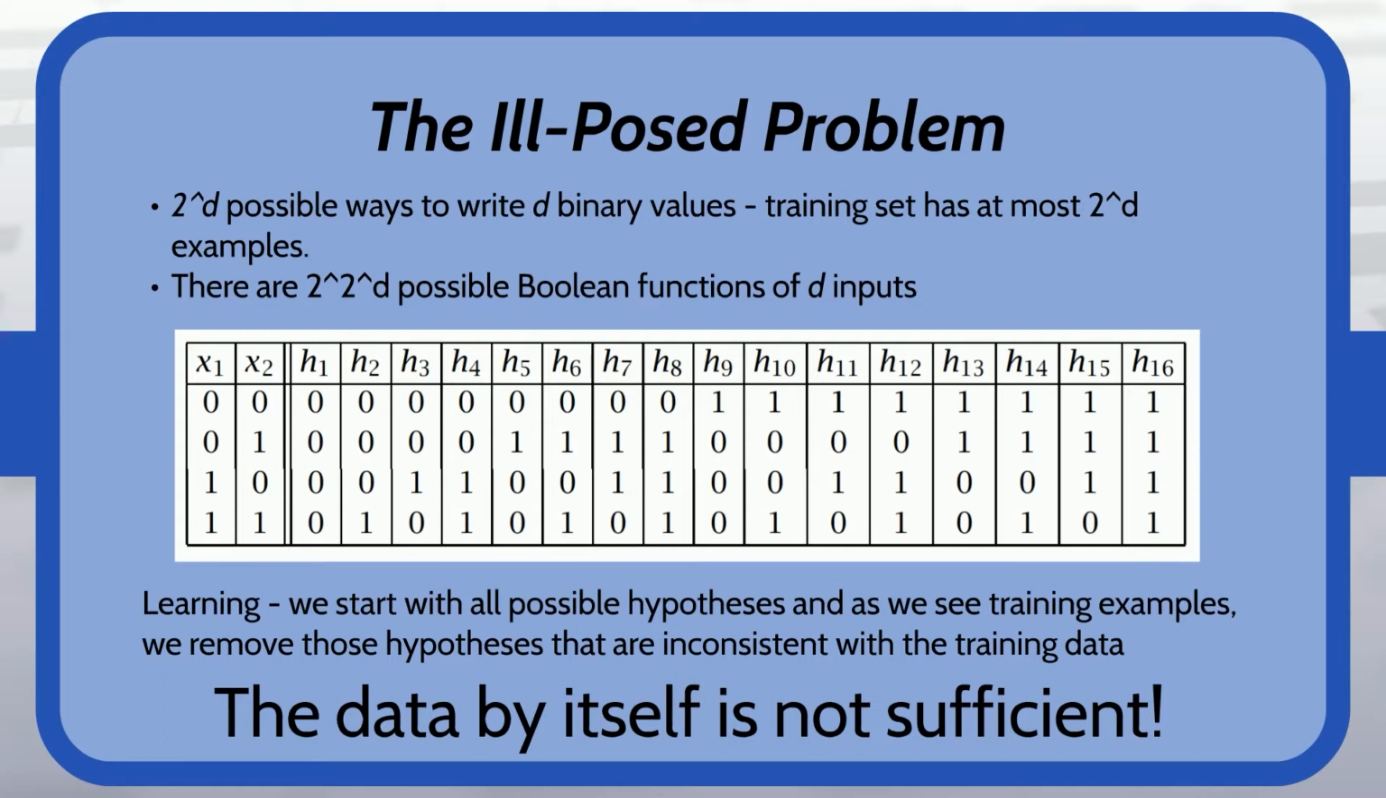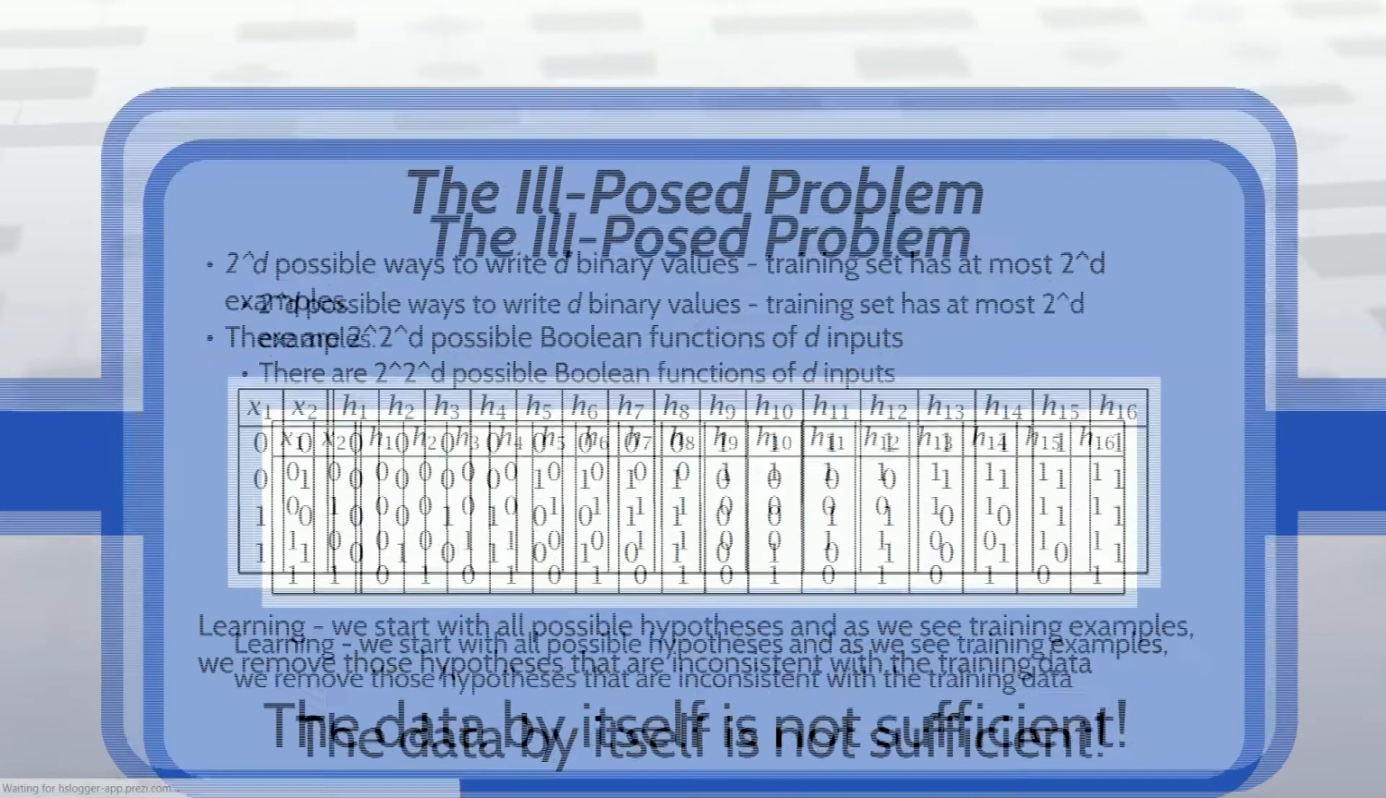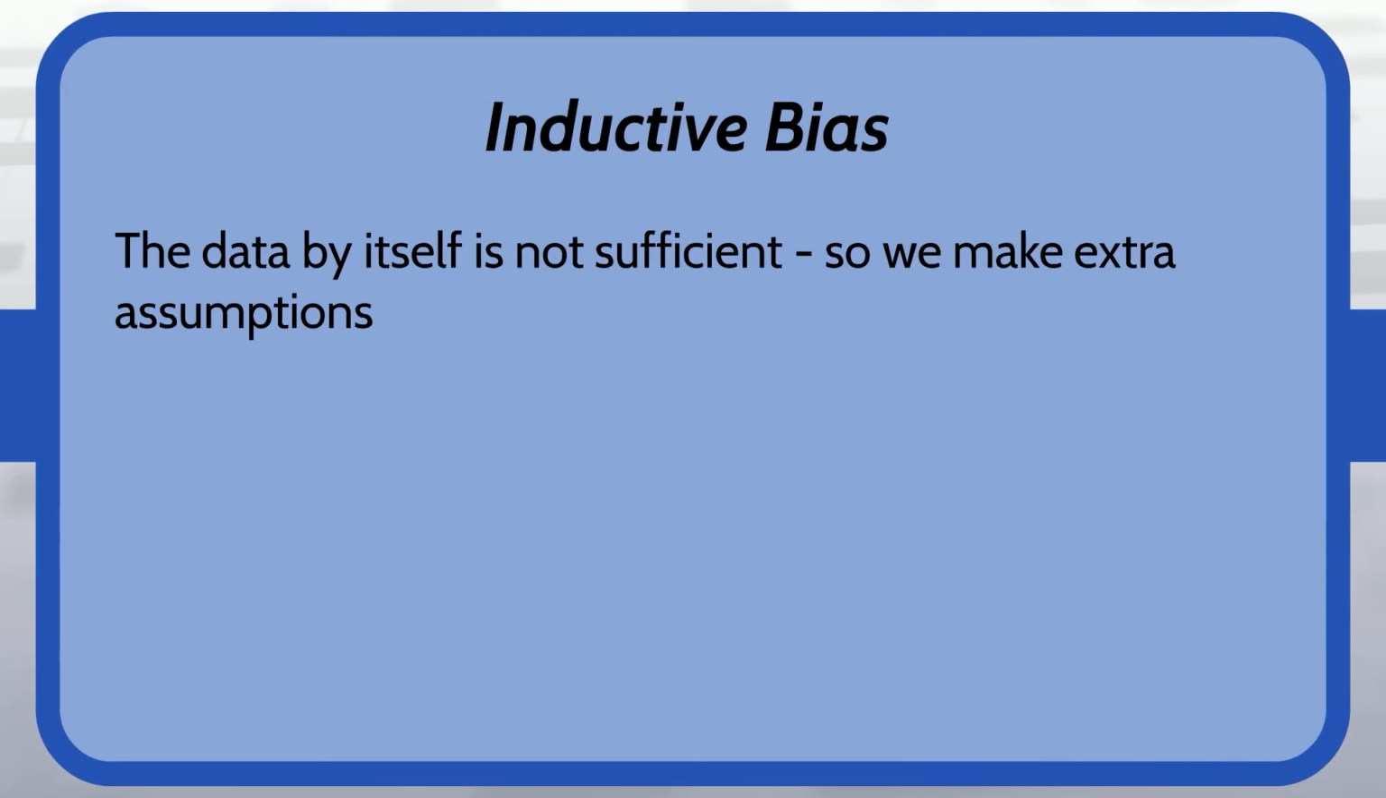So this is the ill-posed problem, and this is actually a problem with classification problems and regression problems as well. It doesn't just apply to Boolean functions. In order to find a unique hypothesis, we would have to know every possible value. However, with inductive bias, we can get around this. So the data by itself is not sufficient, so we make extra assumptions. The set of assumptions we make to have learning possible is called the inductive bias of the learning algorithm.